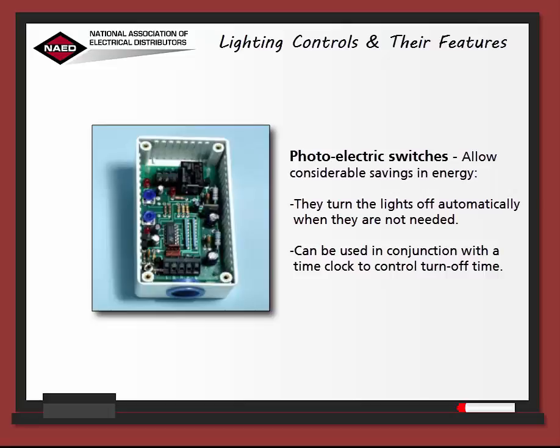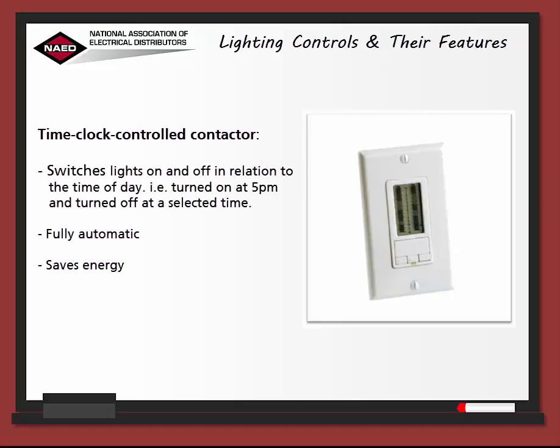They can be used in conjunction with a time clock to control turn-off time, for example, on at dusk and off at midnight. A time clock-controlled contactor switches lights on and off in relation to the time of day. For example, the lights can be turned on automatically at 5 p.m. and turned off at whatever time is selected. It is fully automatic and saves electrical energy because the lights will be turned off when not needed.